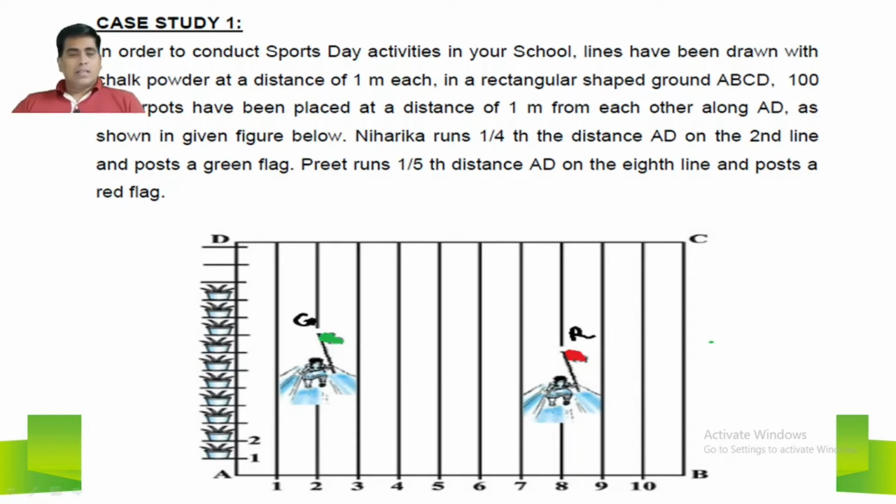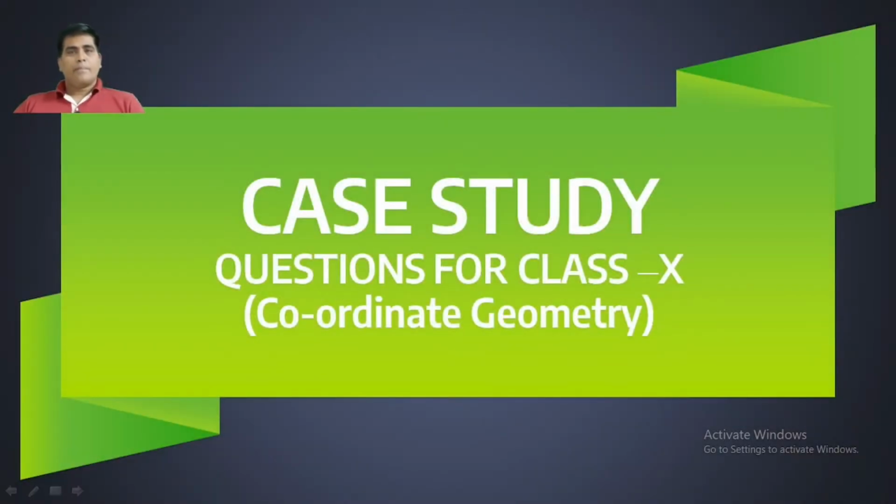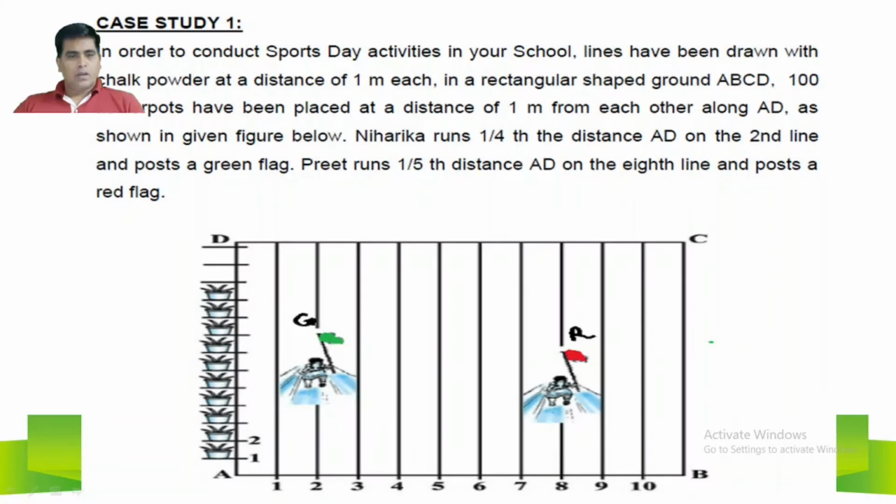So, a simple case study we are discussing in coordinate geometry for class 10th. Here we go to case study number 1. In order to conduct a sports day activity in the school, lines have been drawn with chalk powder at a distance of 1 meter each in a rectangular shaped ground ABCD.